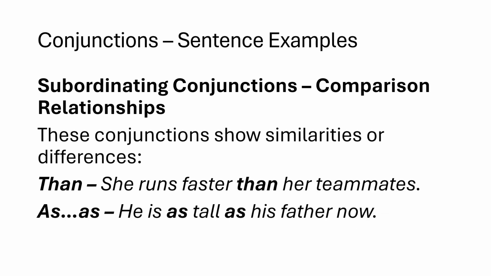Here are some examples in sentences. Remember, these conjunctions show similarities or differences. Than. She runs faster than her teammates. As. He is as tall as his father now.